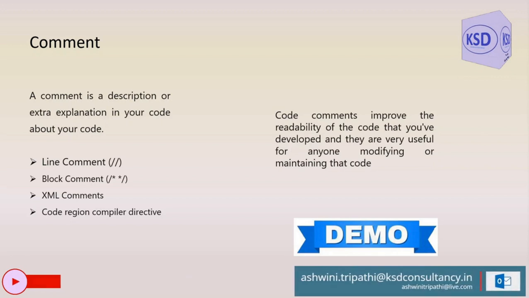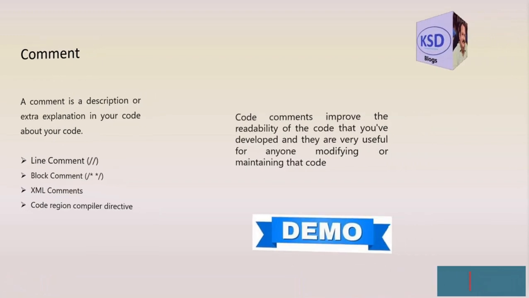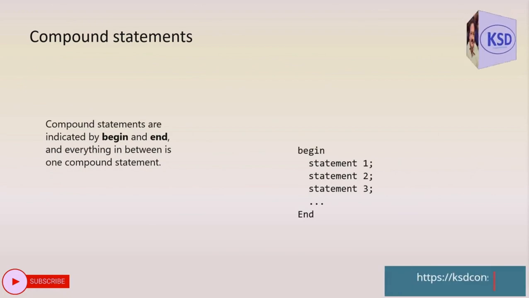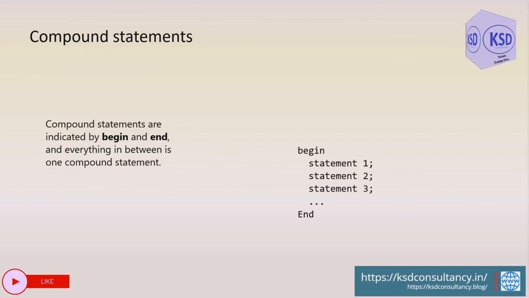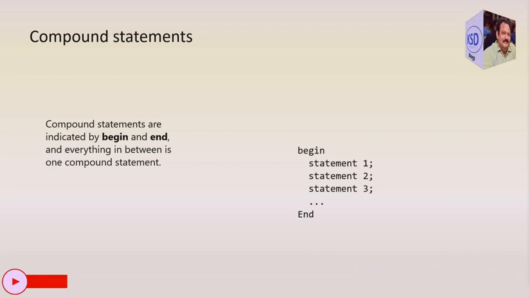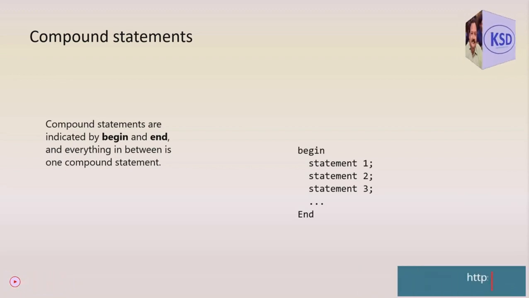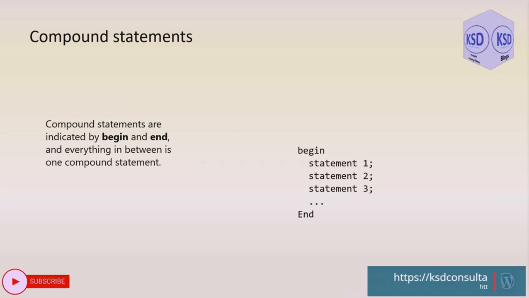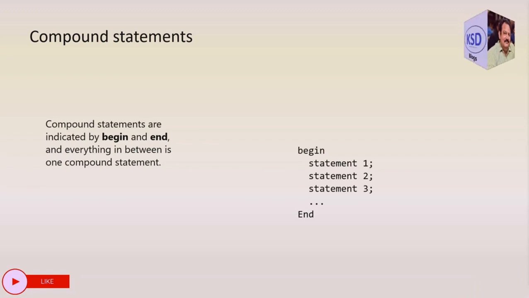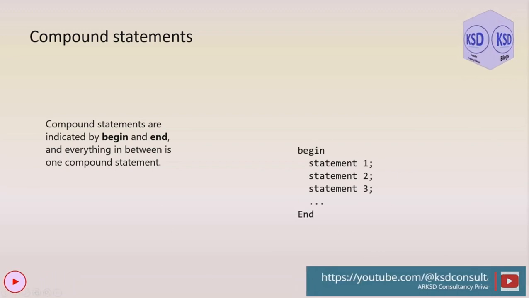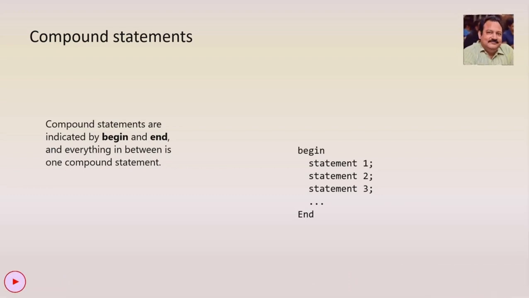Then let's come to the next section, the compound statement. A compound statement is basically a single statement that consists of multiple statements. Compound statements are indicated by begin and end. Everything in between begin and end is one compound statement. This way of writing the code is referred to as the compound statement.